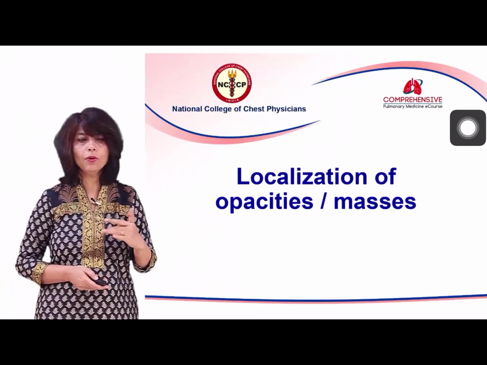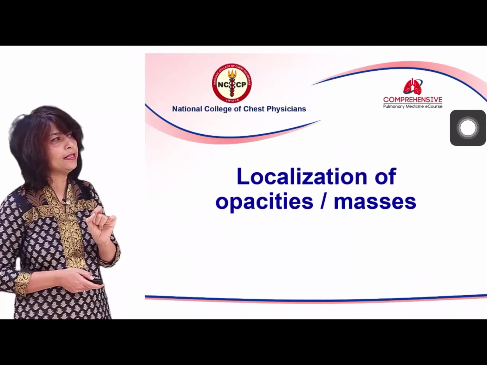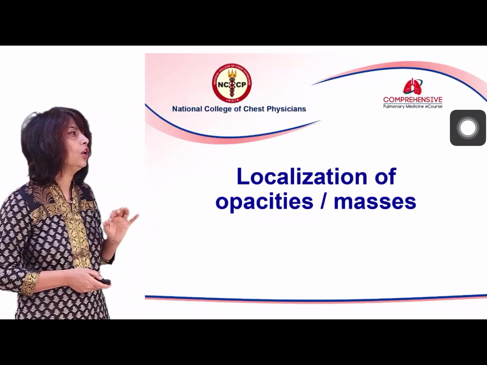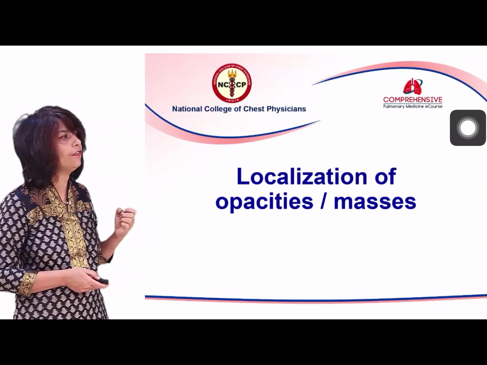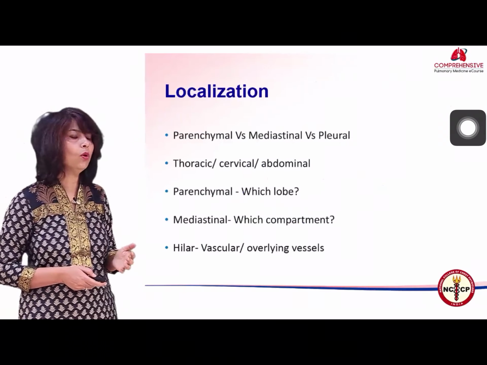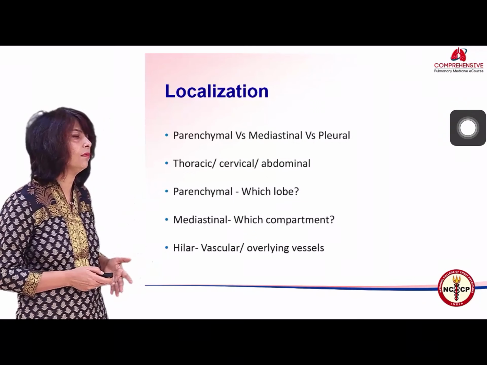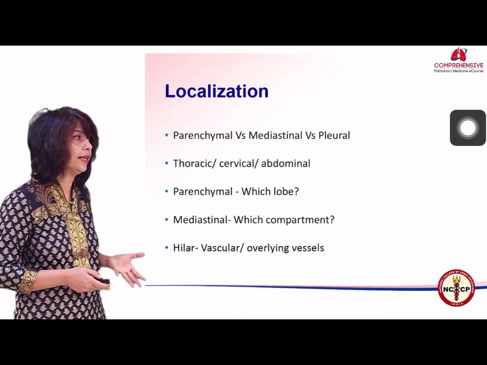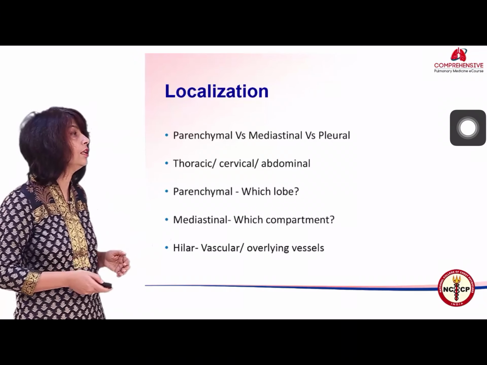We have finished broadly with the normal, and I will be doing the morphological patterns in part 2, but in part 1 we continue to cover localization of lesions. As I said, once you have identified that there is an abnormality, you want to locate where it is. What do you want to locate? You want to locate, is it in the lung, is it in the mediastinum, or is it in the pleura? You want to locate, is it a thoracic lesion, or could it even be a cervical or abdominal lesion.